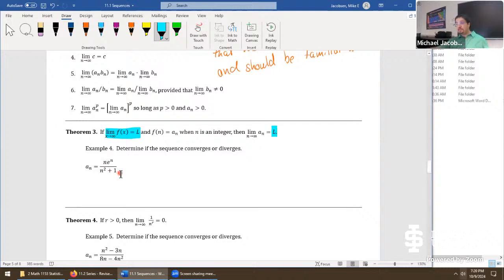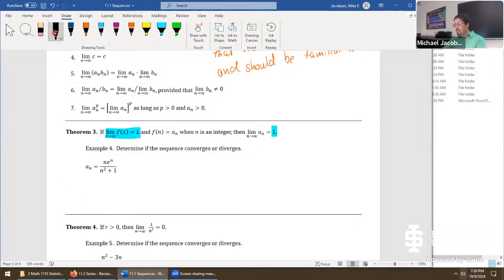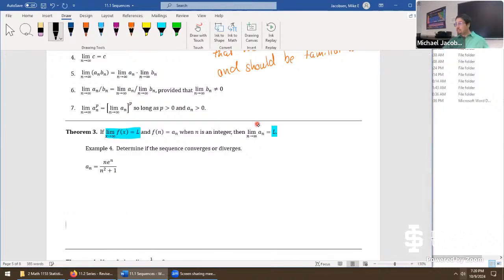Let's do that to test the convergence or divergence of this sequence here. Might need a little bit of additional space. Well, the trouble with this sequence is that as we take the limit as n goes to infinity of n e to the power of n squared plus 1, this thing is indeterminate.